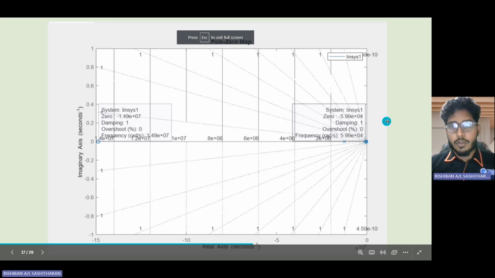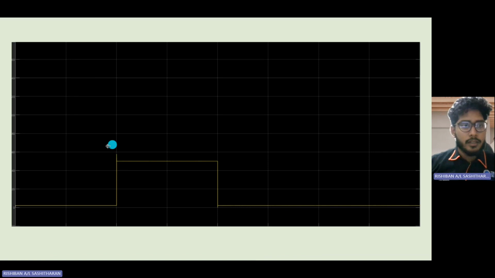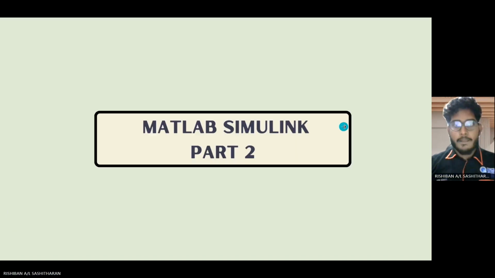This is the pole zero map again, the Bode diagram again, and the V out, the output waveform. Now you can see that the peak is not as high as before. Before it was 80, now it is 60. So it is much more stable.